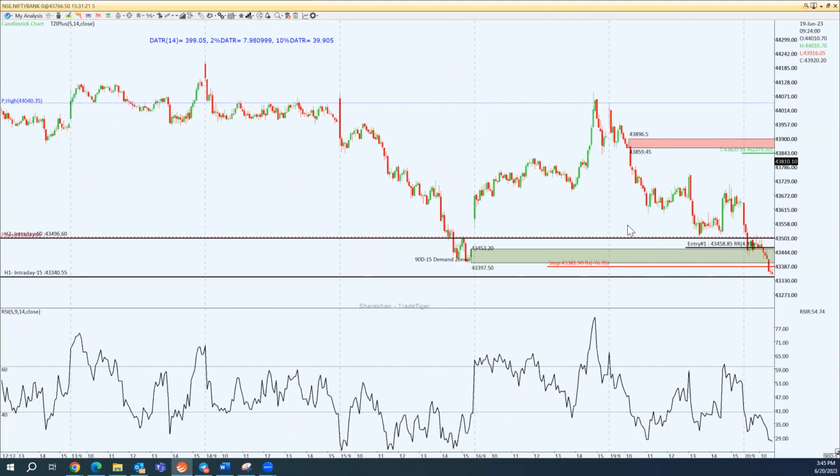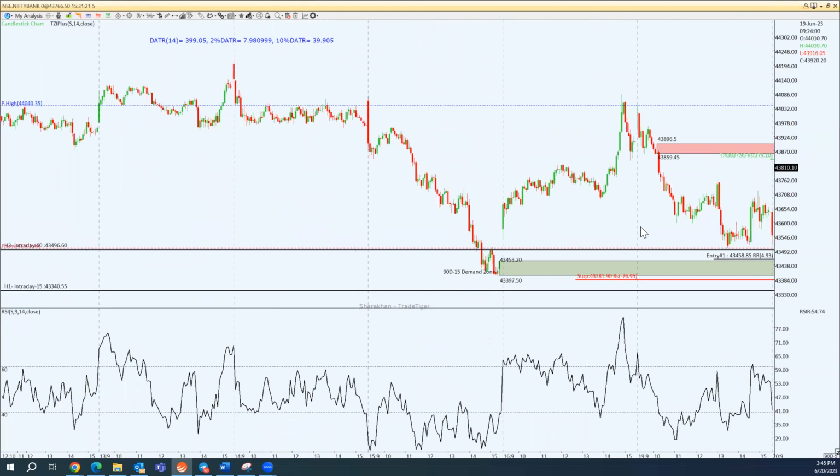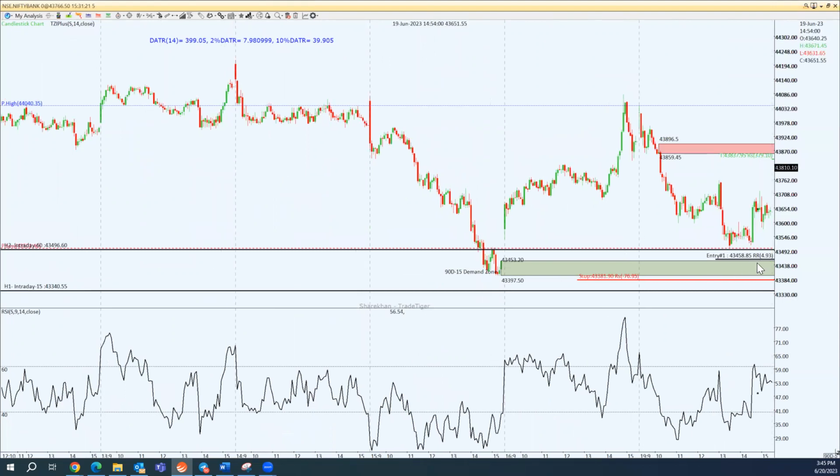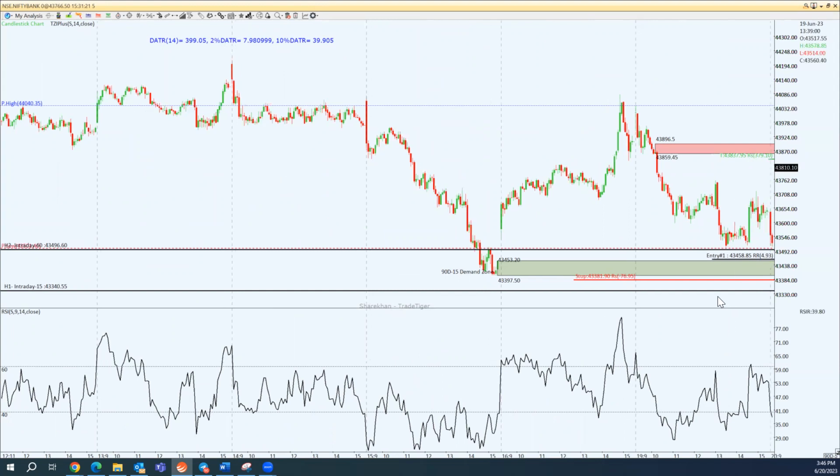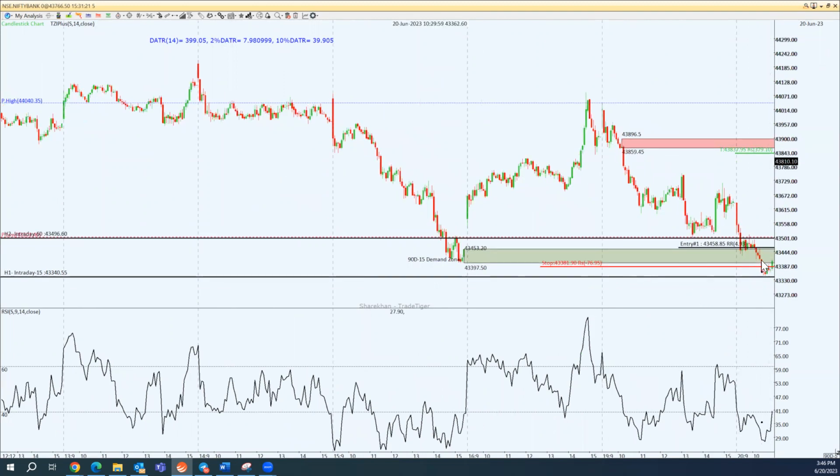This is the levels which we marked before market. So to go long around here, the stop loss is this and the target will be around 43,850 levels. So here, even if you took the SL, one can still remain long.